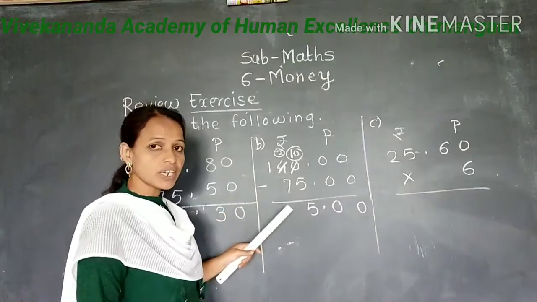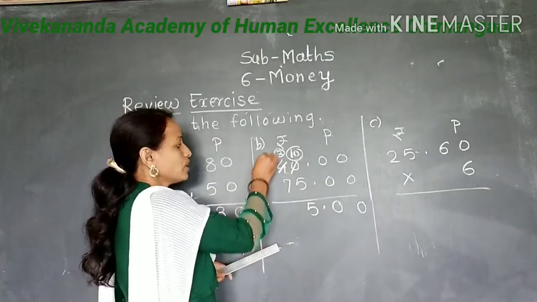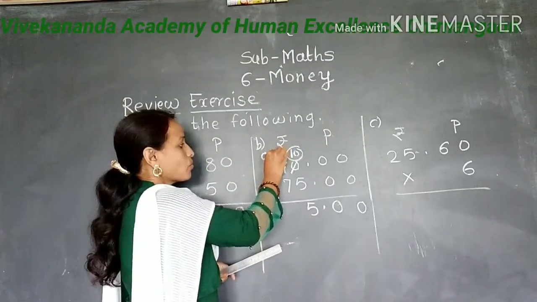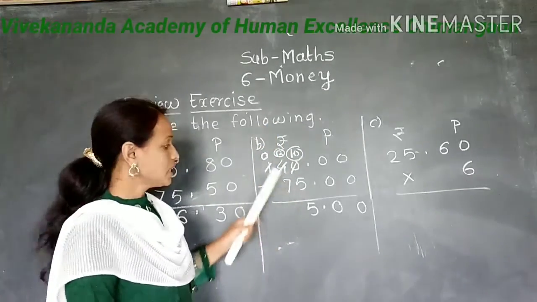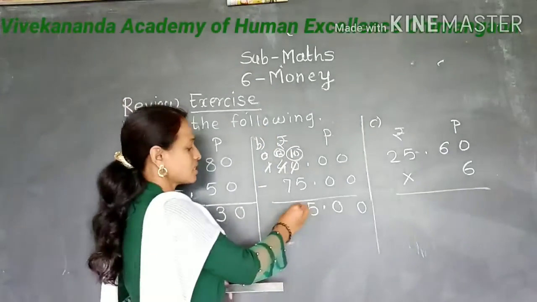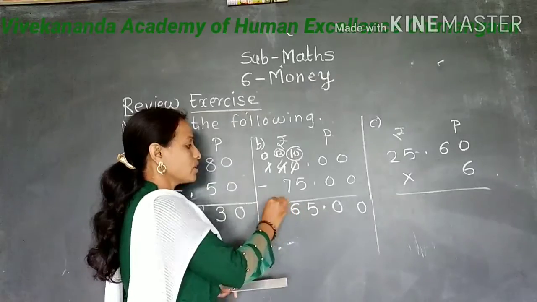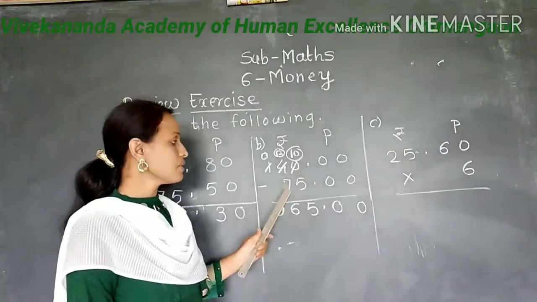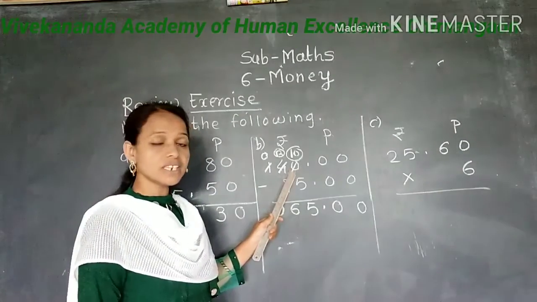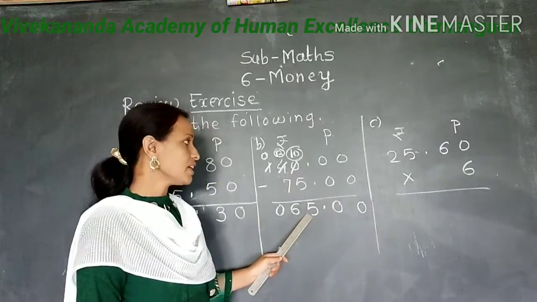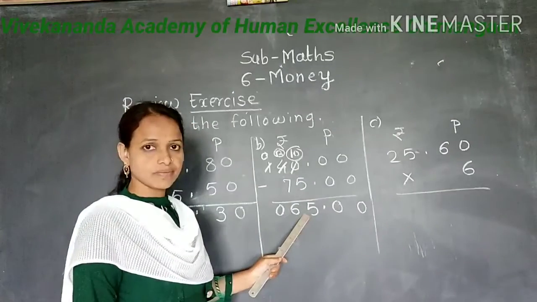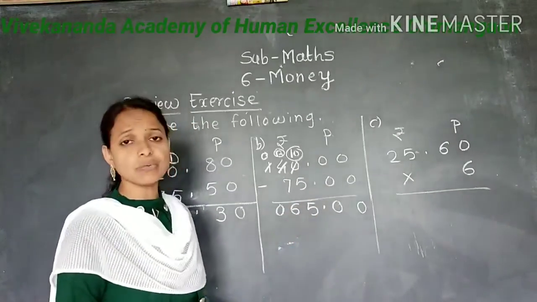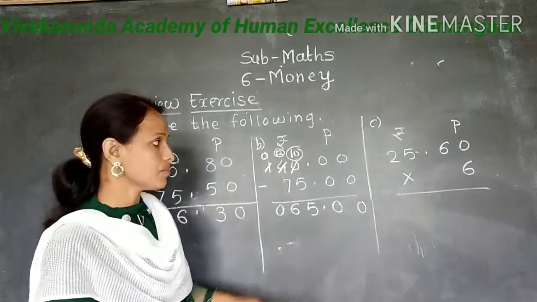Now from 3 we cannot subtract 7. So we have to borrow. So here we borrow. This 3 becomes 13. 13 minus 7, 6 and 0 here. So here we subtract 75 rupees from 140 rupees. We get here the answer 65 rupees. Okay. Now we will see the third example.